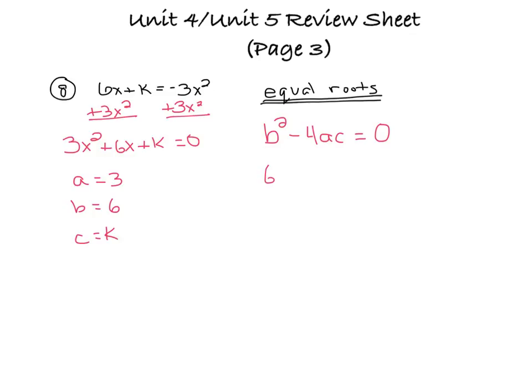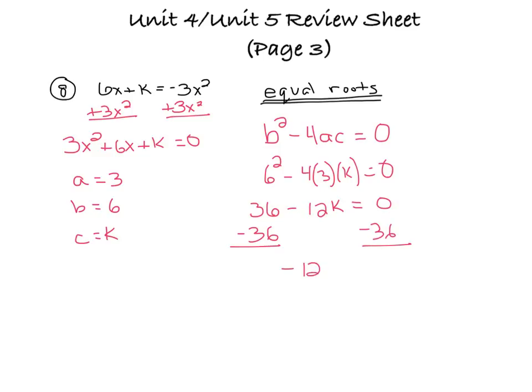We're going to have 6 squared minus 4 times 3 times k equals 0. So 6 squared is 36. 4 times 3 times k would be 12k. And what we need to do at this point is just solve for k. So I'll just subtract 36 from both sides of the equation, leaving me with negative 12k equals 36. And when I divide by negative 12, I'll be left with k equals negative 3.